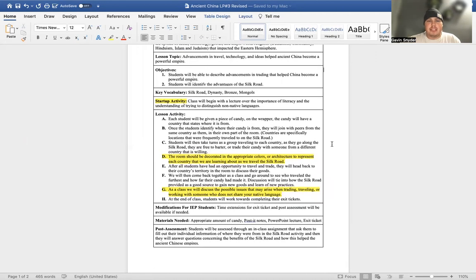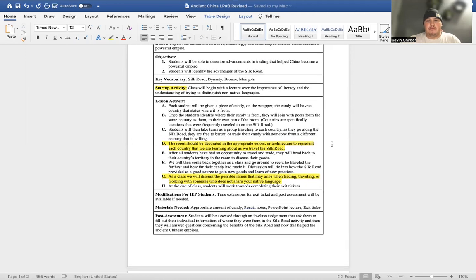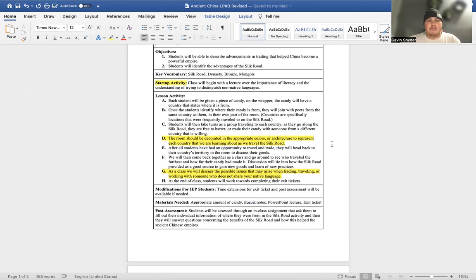Vocabulary for the day was Silk Road, obviously. We're talking about that mainly. And then Dynasty, which plays into ancient China. Bronze, which we'll see on the Silk Road, and it's a precious metal that was a pretty big deal at the time. And then Mongols, which were a large part of the ancient China empires.